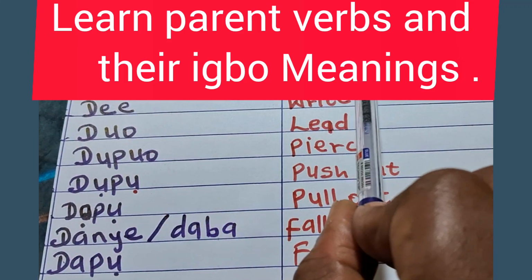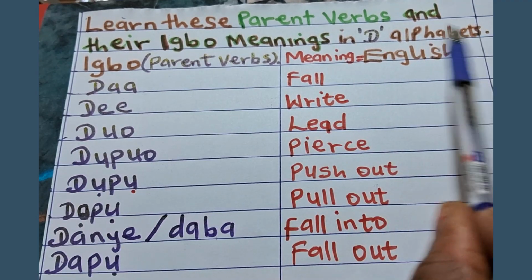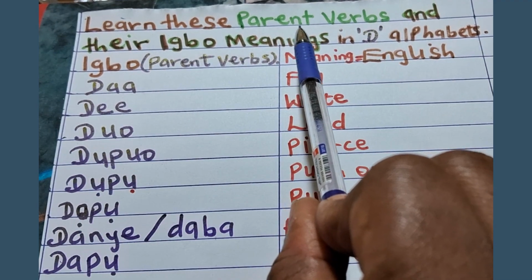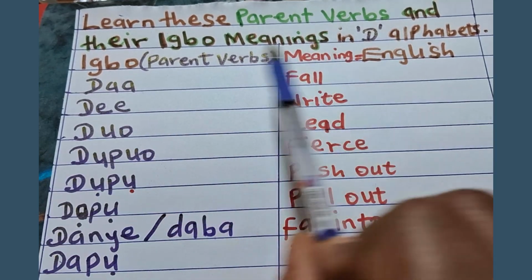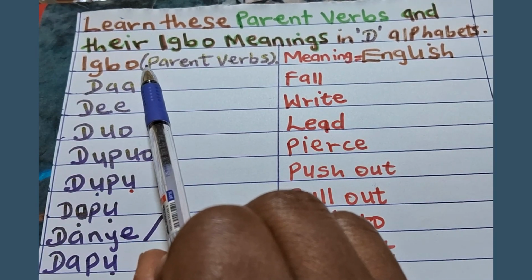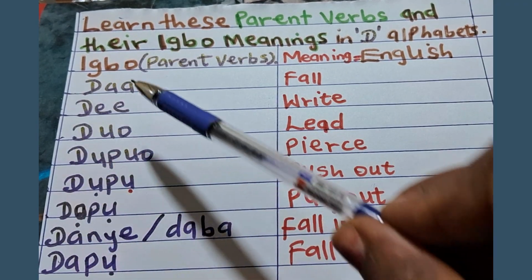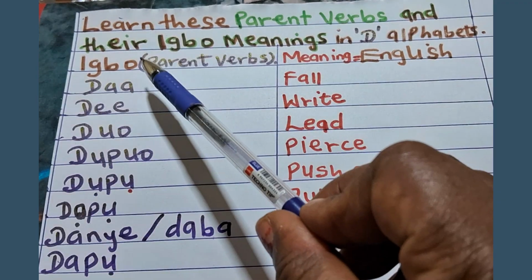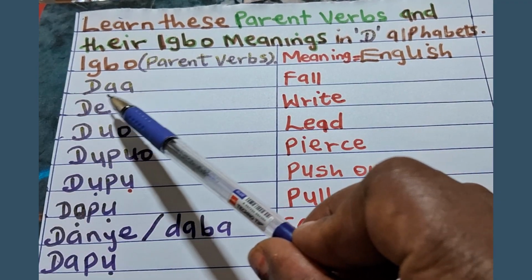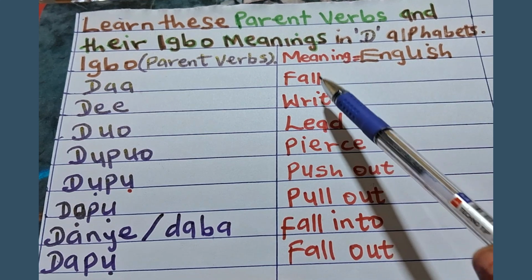Learn these parent verbs and their Igbo meanings in the alphabet. We are going to learn parent verbs that start in the alphabet. Igbo, English. The first side, you have Igbo. Igbo consists of parent verbs that start in the alphabet. English meaning, you have them here.